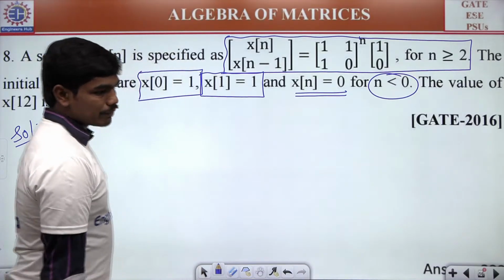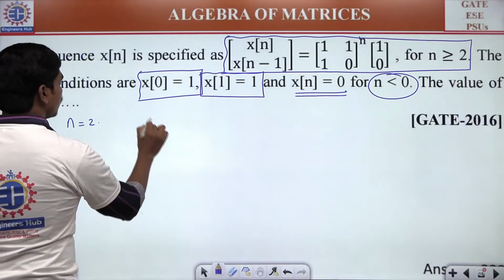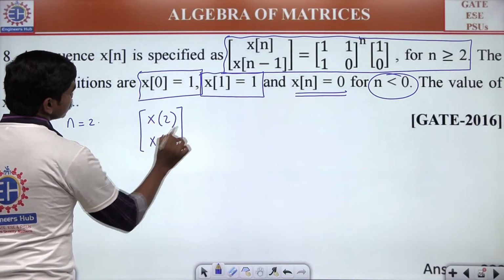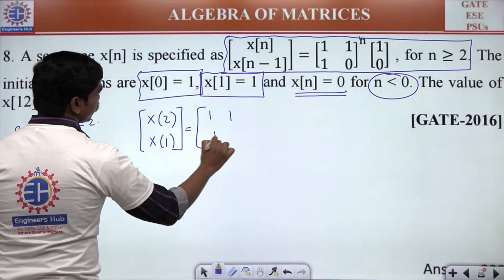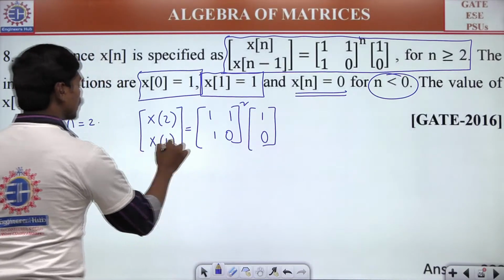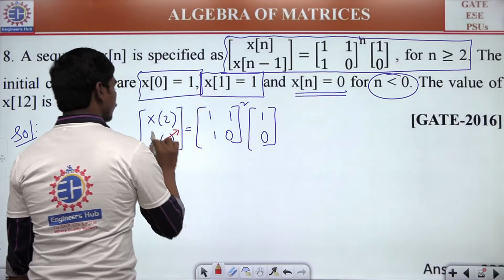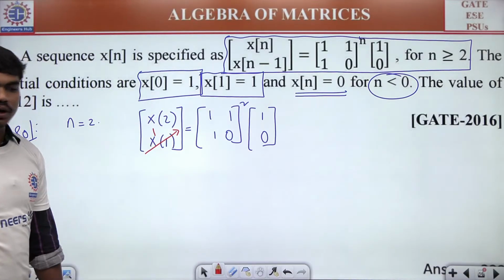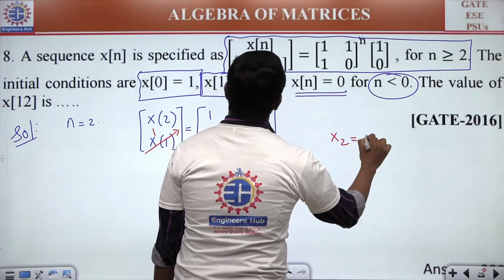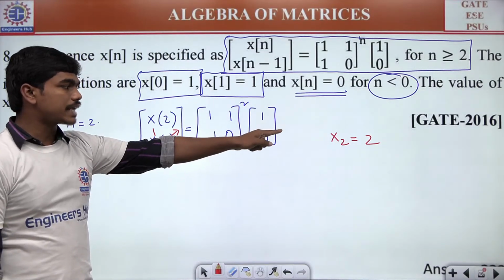Let me do this question. So if you put n is equal to 2, you will be having x of 2, x of 1. This matrix is equal to [1 1; 1 0] square times [1; 0], and you know this value x of 1 is given, this value is already 1. Now find x2 from this and tell me what's the value of x2. If you do it correctly, you should get x2 as 2. Please try to calculate this and tell me whether the value of x2 is 2 or not.